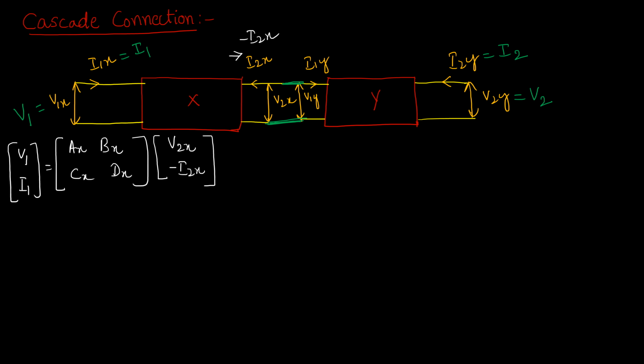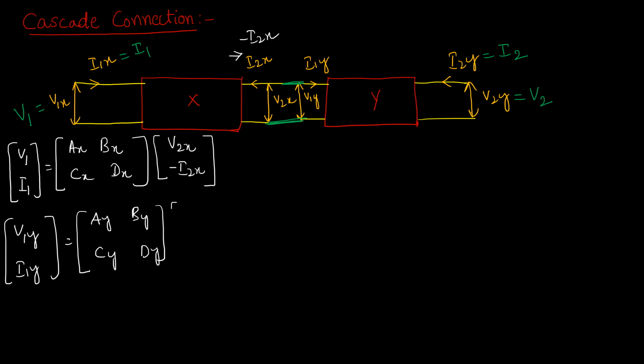Now for network Y. What can we write? The input variables are V1Y and I1Y, clear? Is equal to, let me write the parameters for network Y: AY, BY, CY and DY, into the output variables. What are the output variables? V2Y and I2Y. Instead of V2Y we can write V2, and instead of I2Y, I2. Clear?